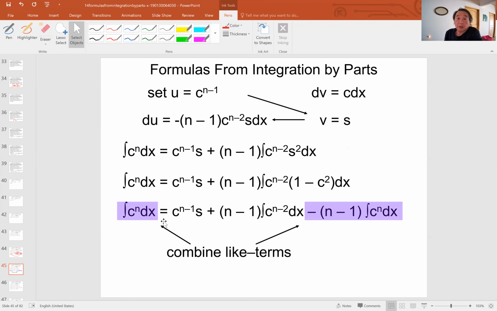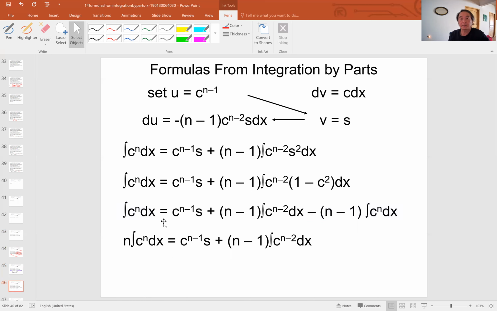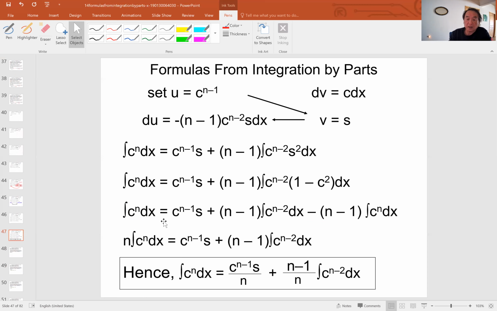Okay, become plus what? n minus 1 times the integral, plus on the left hand side the original one copies, that's n copies of it. Okay, now I divide by n below, and I get what we call in mathematics a reduction formula. Why? Because this reduces calculating the n power down to what? The n minus 2 power. And n is a positive integer.